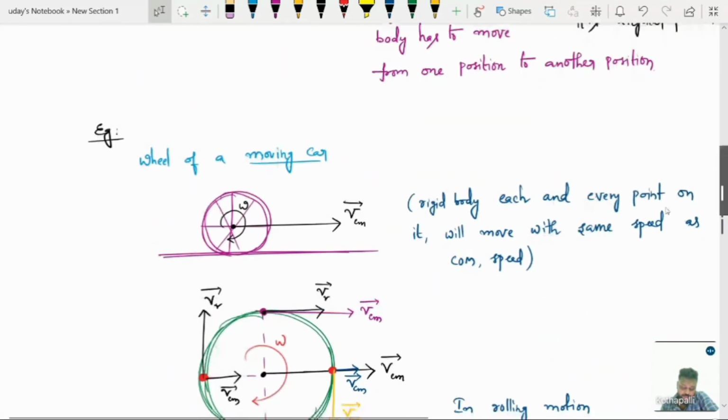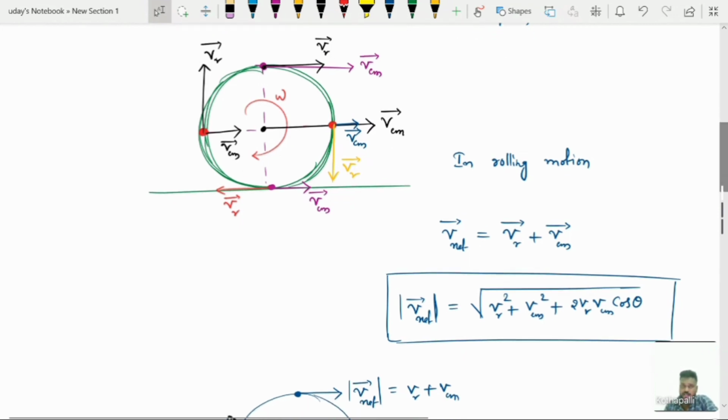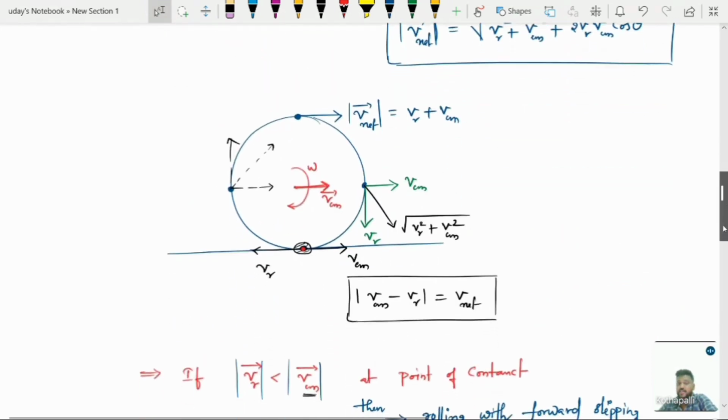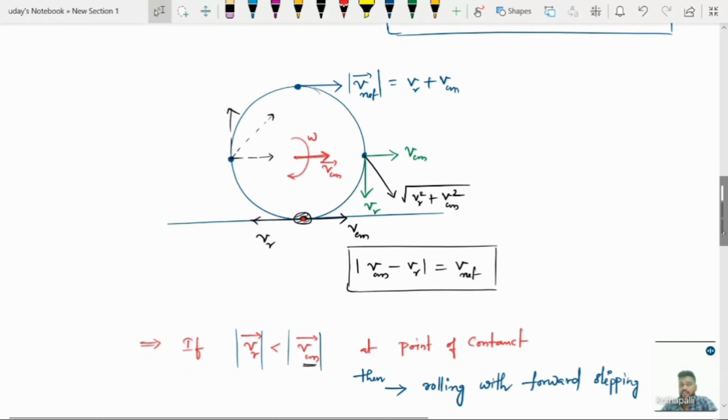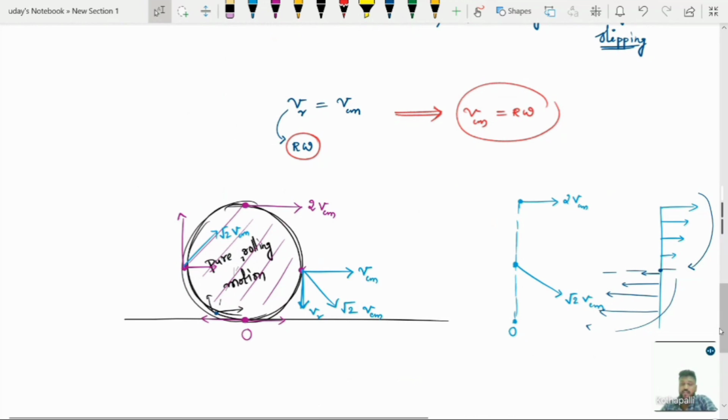So see from here, this is the regular case. What are the velocities possibly there for each and every point on any rolling body? The net velocity of each point and the magnitude of it. And then we calculated it for conditions of rolling: rolling with forward slipping, rolling with backward slipping, and pure rolling, or rolling without slipping. And then we have got a conclusion for the net velocity at every point of a rolling or pure rolling body.